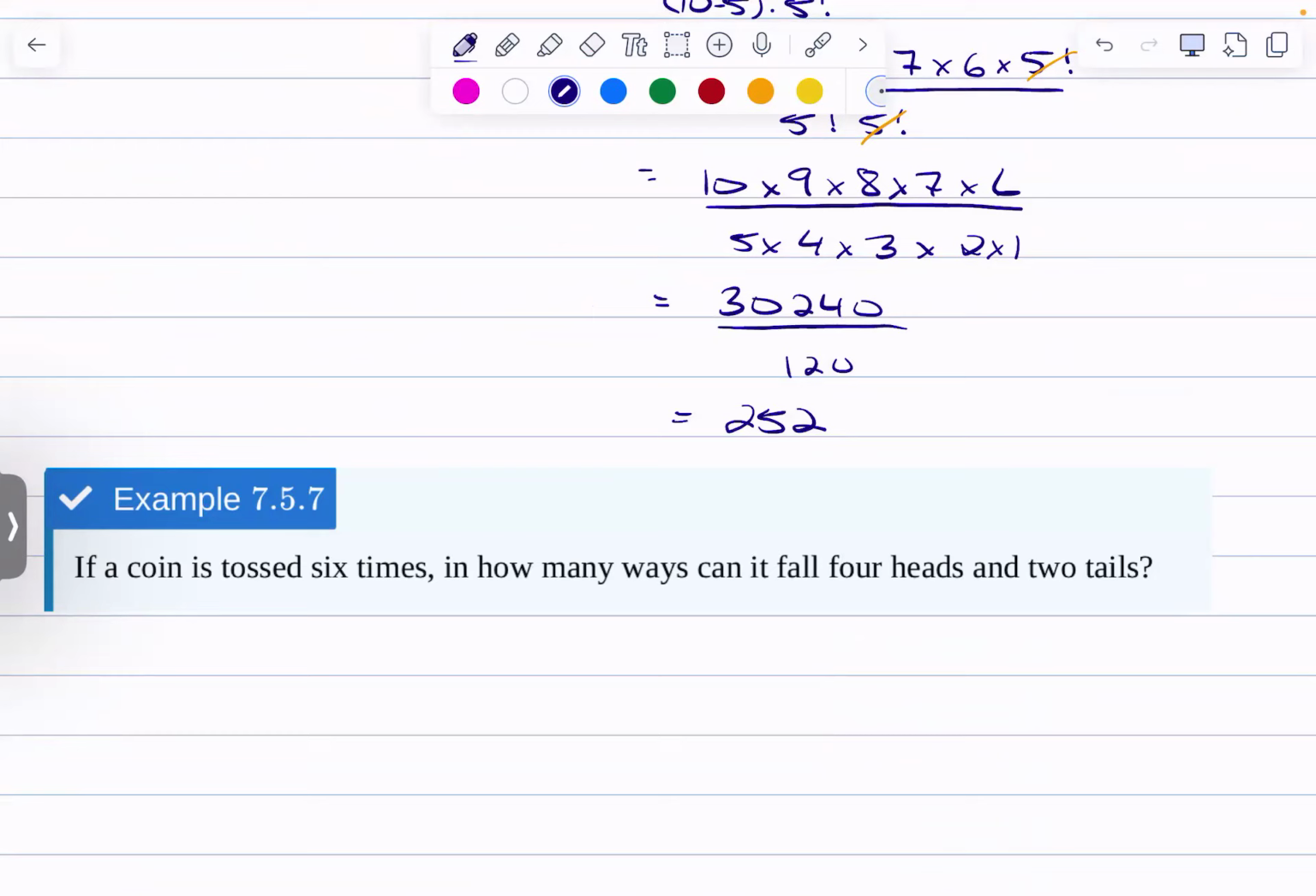If a coin is tossed 6 times, in how many ways can it fall 4 heads and 2 tails? So now it doesn't matter which order they appear. It's just, once I have tossed it 6 times, I need 4 heads and 2 tails. We can visualize this with a tree diagram, and then we'll be grateful to have the formula. How about that?